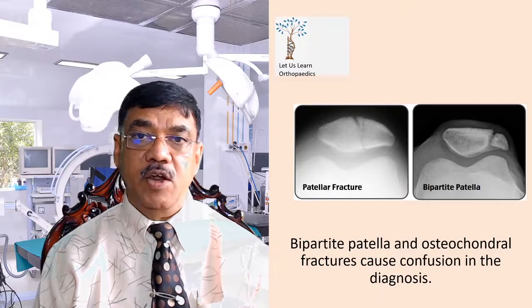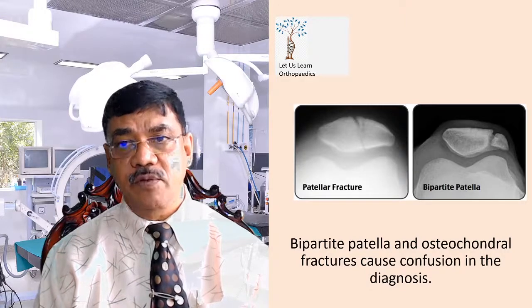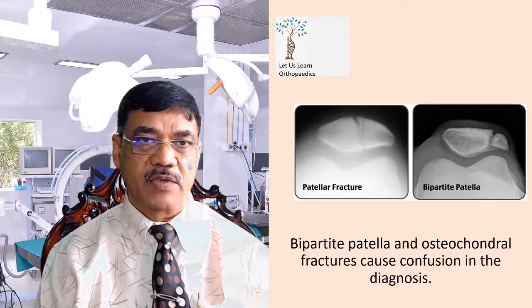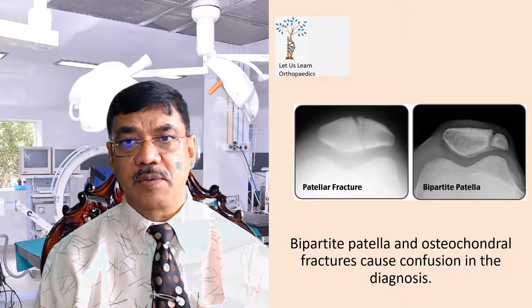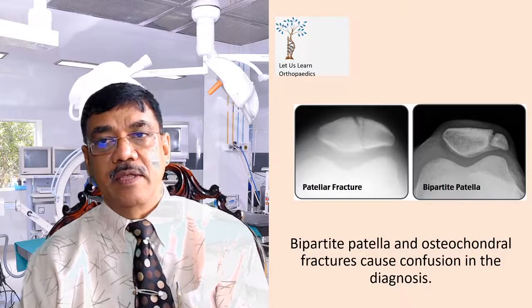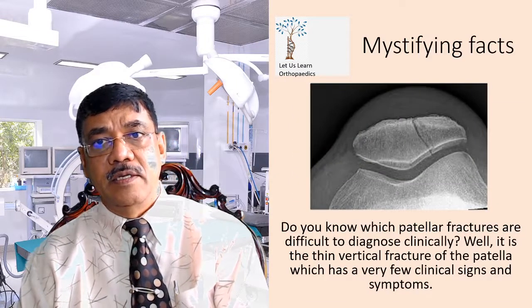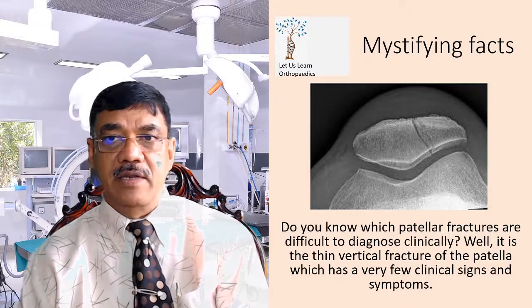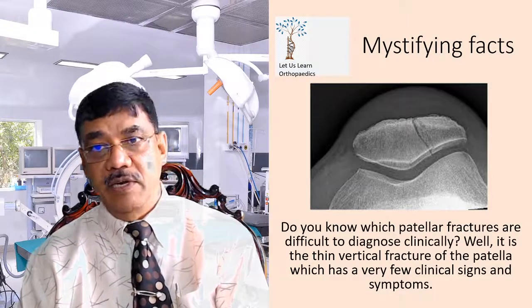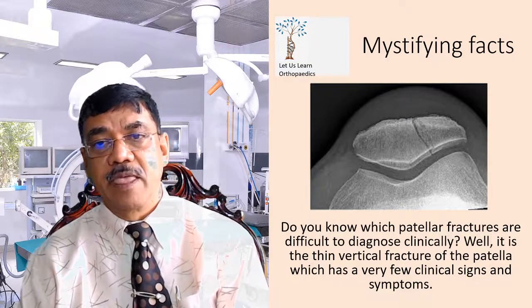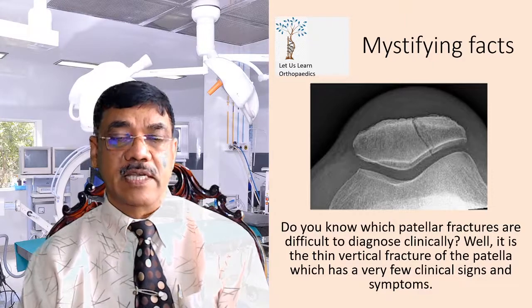Bipartite patella and osteochondral fractures, they cause confusion in the diagnosis. Now you can see this to compare these two x-rays. The first x-ray is showing the fracture patella. The second x-ray, there is the bipartite patella. Do you know which patellar fractures are difficult to diagnose clinically? Well, it is the thin vertical fracture of the patella as shown in this particular picture, which has very few clinical signs and symptoms.